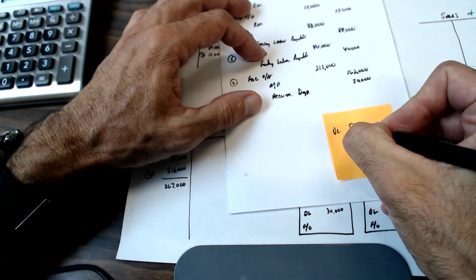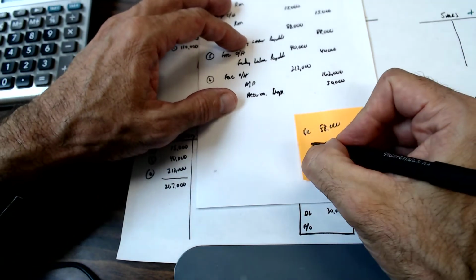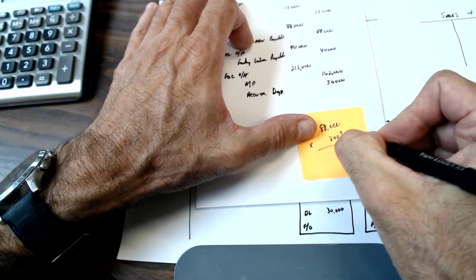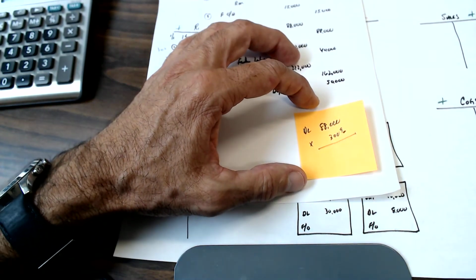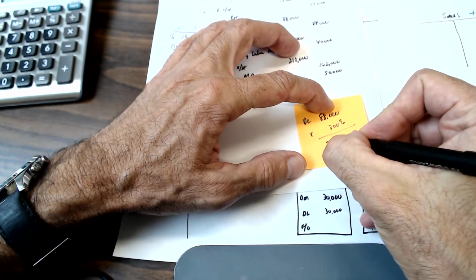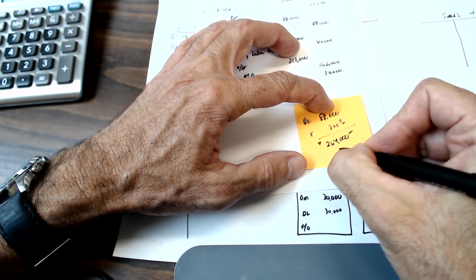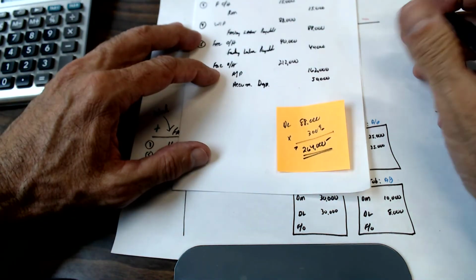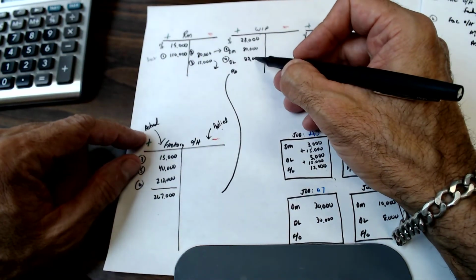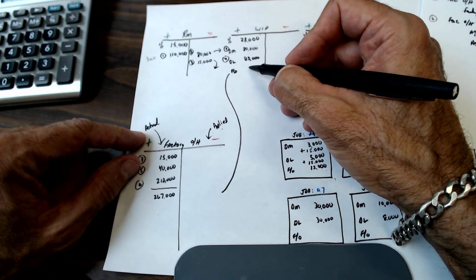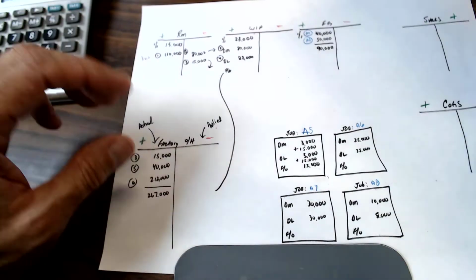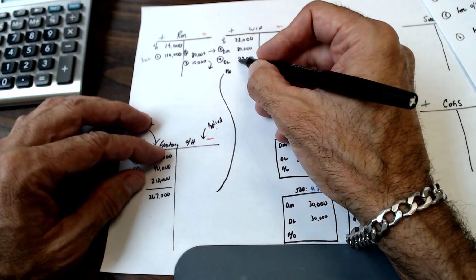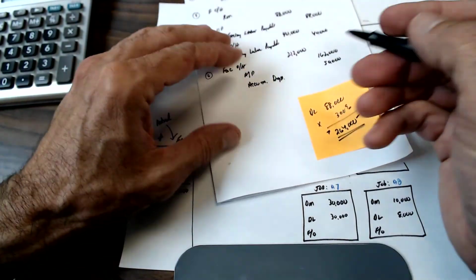Direct labor was $88,000 times 300%. So I want to charge jobs $264,000. Again, direct labor this month was $88,000. I want to add 3 times that much based on our predetermined rate, and we're going to use this rate all year long. 300% of that number is $264,000.